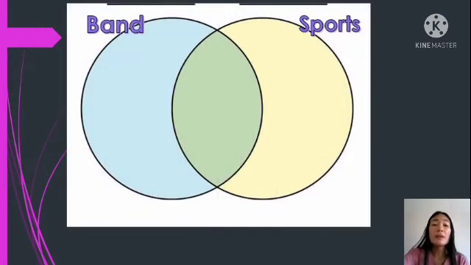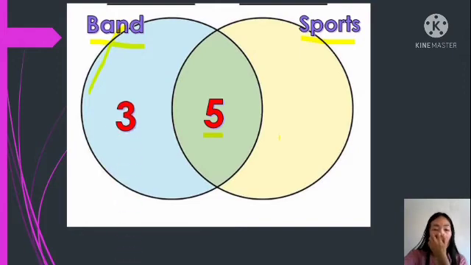use the Venn diagram. So this first event is for the band, second is for the sport. And we know that there are 5 students joining in band and in sport. That is why we have to write 5 here, because this is the intersection of these 2 events. And we know that there are 8 students join in band. So we already have 5 here. So we need to write 3. And there are 15 students joined in sports. So we have already 5 here. And we need to write 10, total of 15.